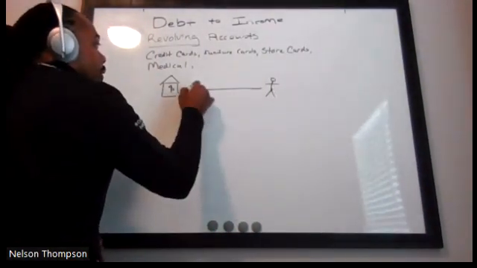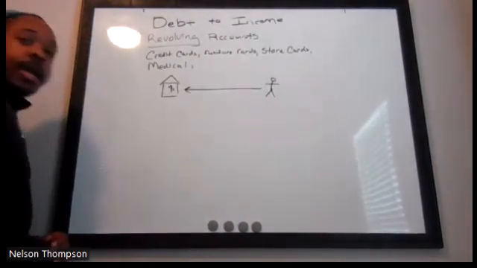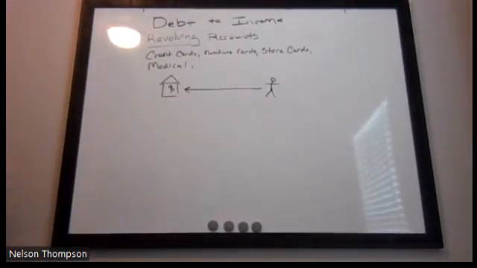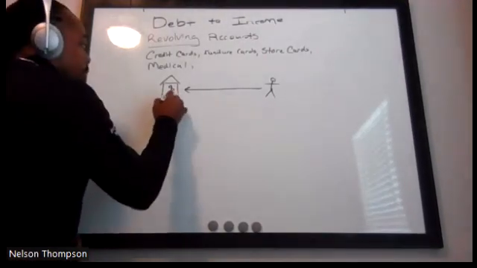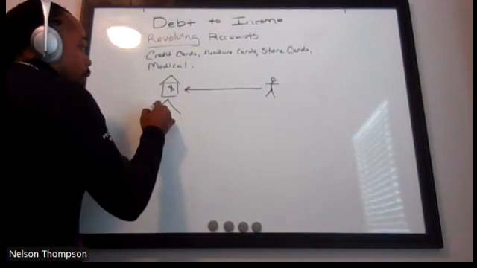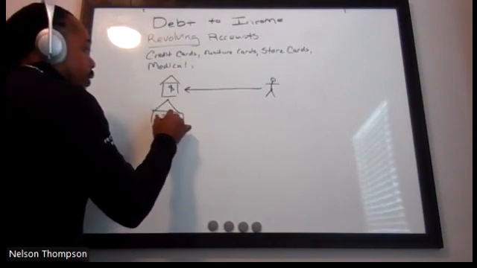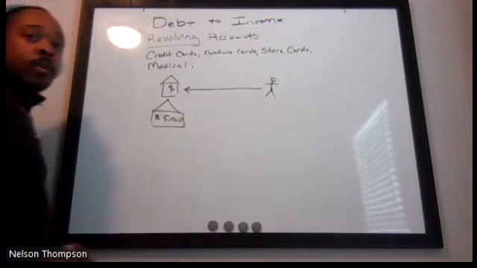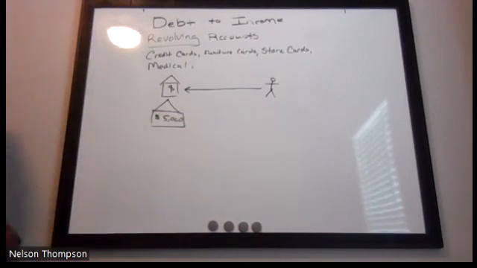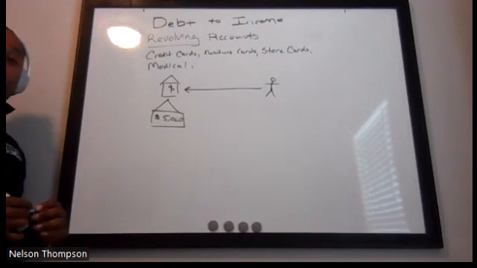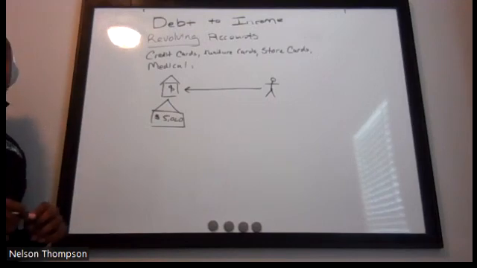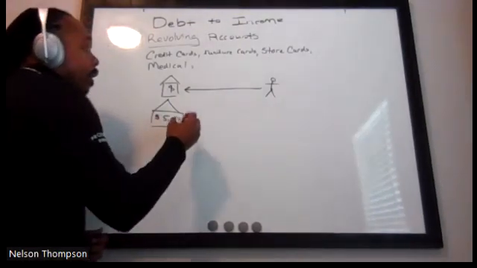You go to the bank. You say, hey, bank, I want to get a line of credit. So the bank says, okay, we're going to give you a line of credit for $5,000. Well, we're going to keep the $5,000 over here, but we're going to give you a $5,000 line of credit. And you say, okay, great.